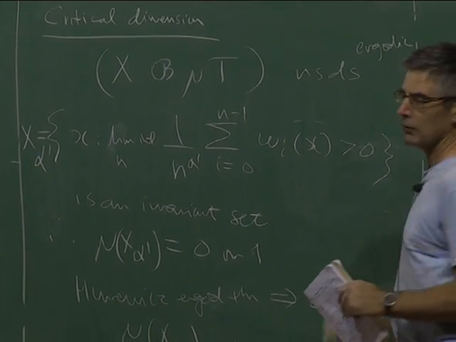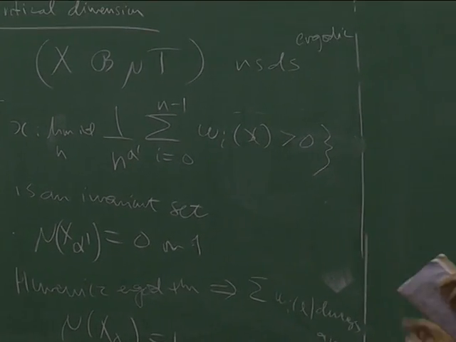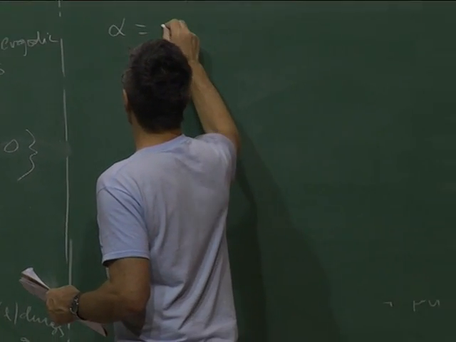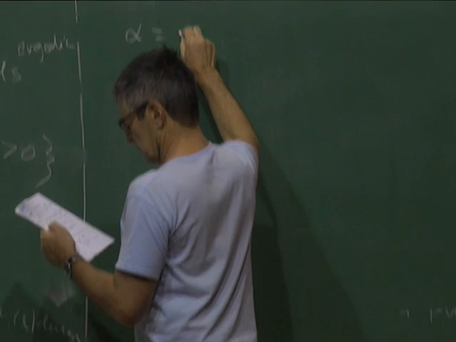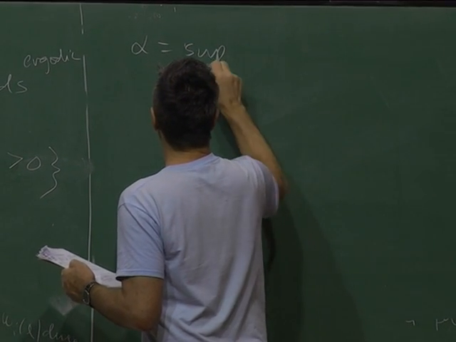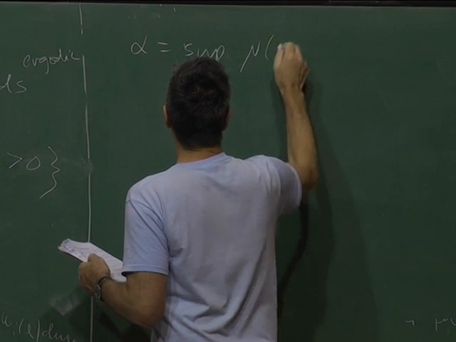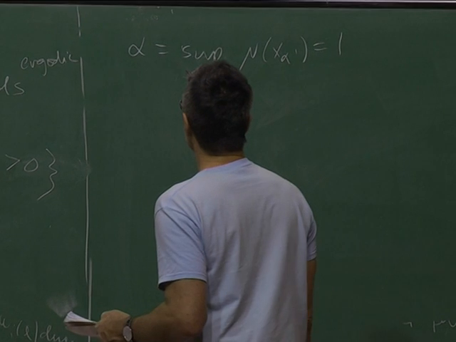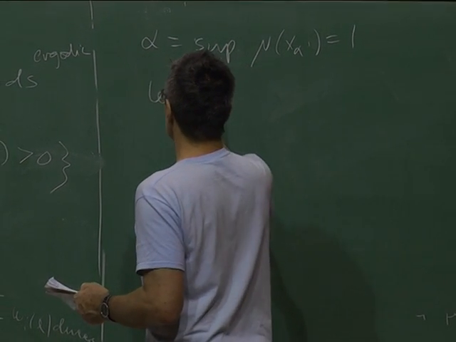Yes, it must be ergodic for this argument to work. And so alpha is equal to the, I think it must be the max, the sup over alpha dashed, so that mu of alpha dashed x alpha dashed equals 1 is the lower critical dimension.